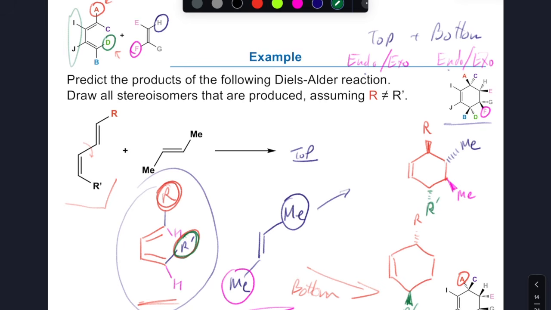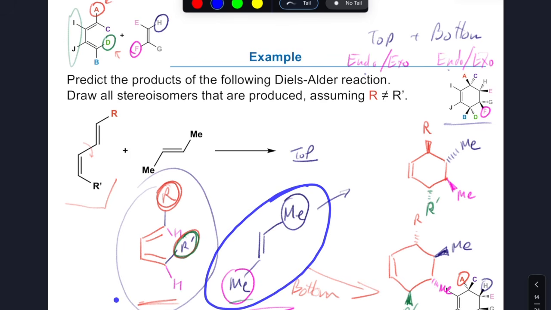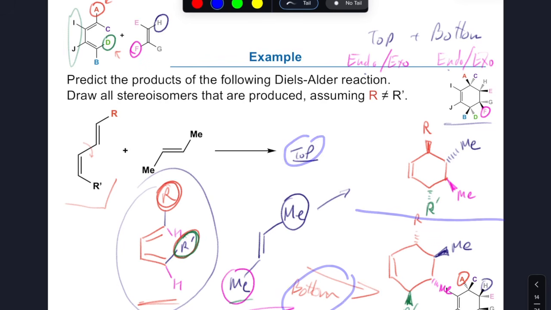And since we're coming in from the bottom again, this was our F group. F is over here. It's going to be a dash methyl. And the last one is our H group. This is going to be a wedge methyl. So notice here, all I've done is the same geometry here, the same geometry here from either the top or the bottom, and look at the two possible products. Once again, these two are anti as they are here. These two are anti as they are here.